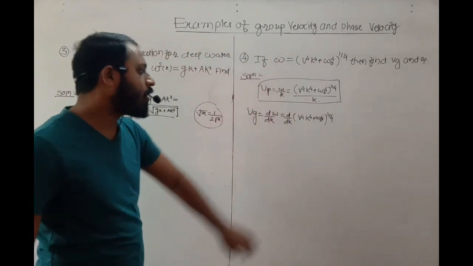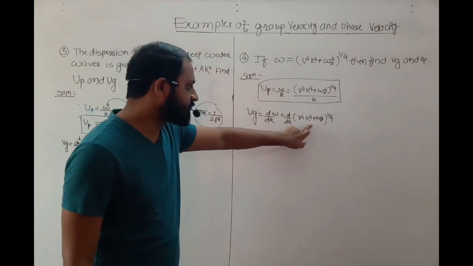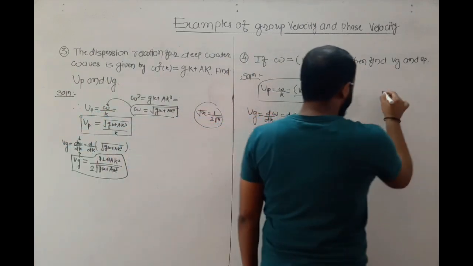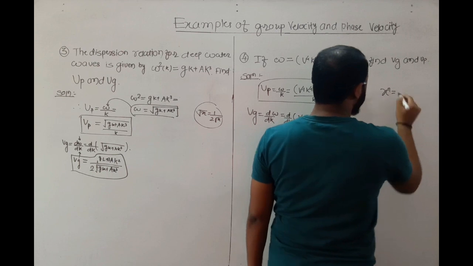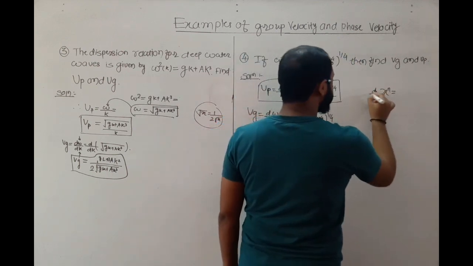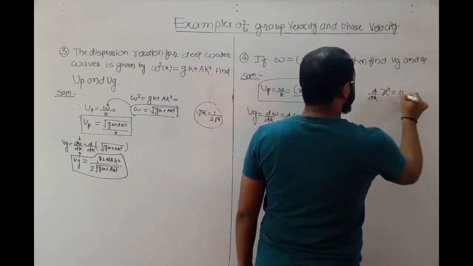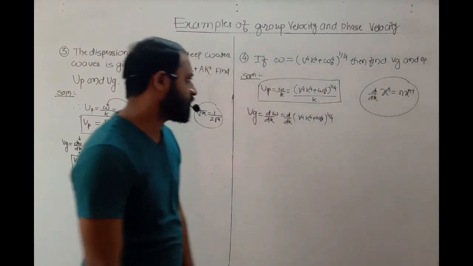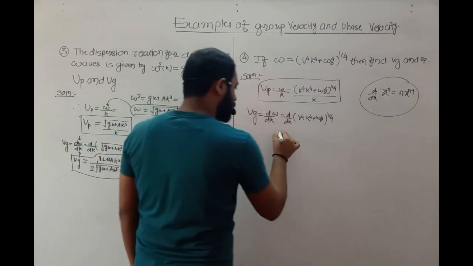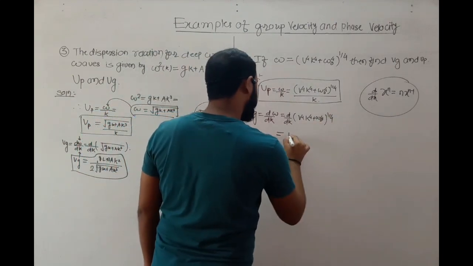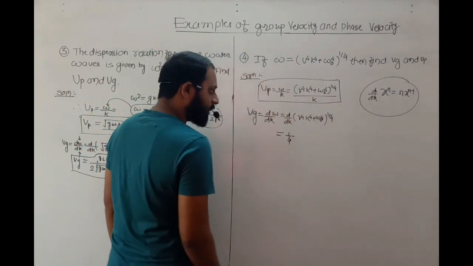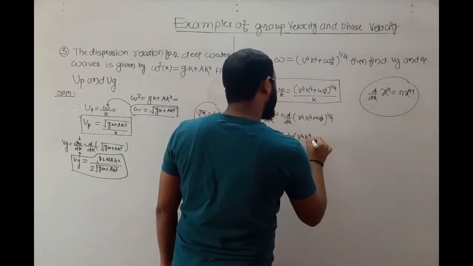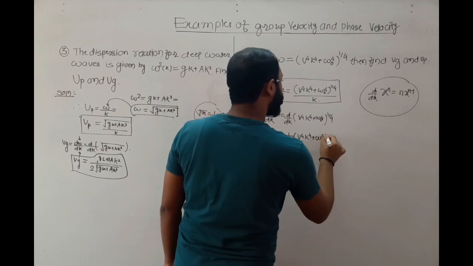Now, you have to differentiate this with respect to k. Now see, this is x power n. What is the derivative of x power n with respect to x? n into x power n minus 1. Okay, this is the formula. Just relate with that formula. n is how many here? 1 by 4. In place of x, there is this term, that is (v⁴k⁴ + ω₀⁴).